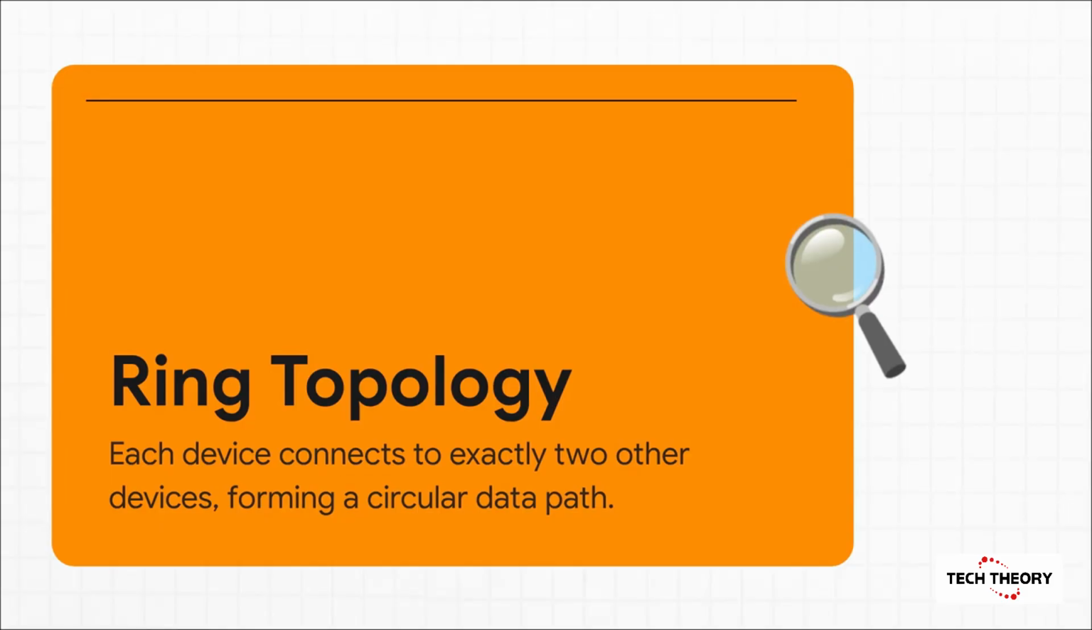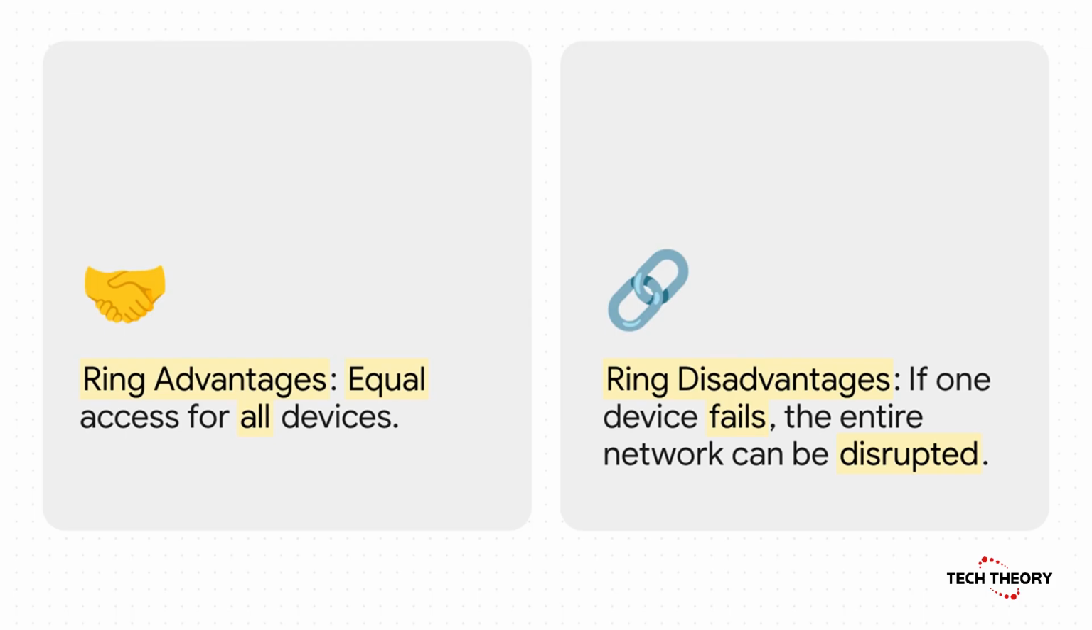Now for something a little different, the ring topology. Just like the name says, all the devices are connected in a circle, like a ring. Each computer is connected directly to two neighbors, one on each side, which forms this continuous loop for data to travel around. The big advantage here is fairness.